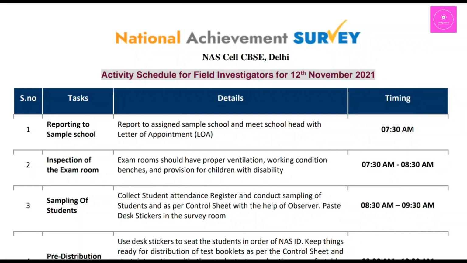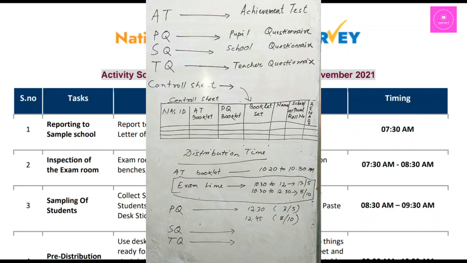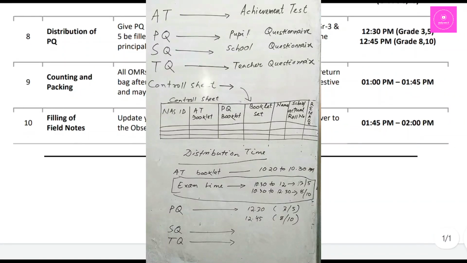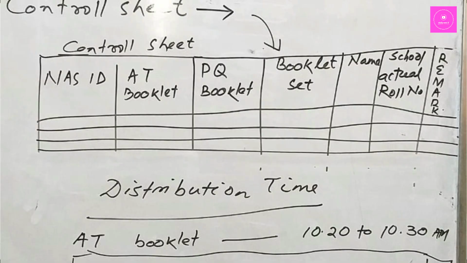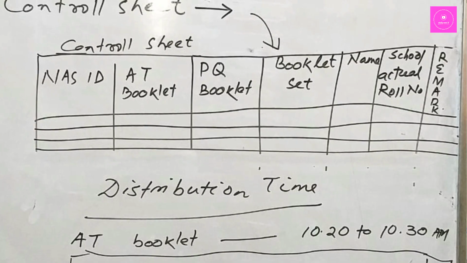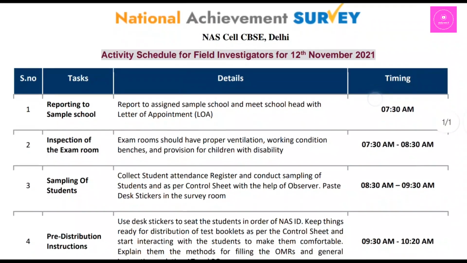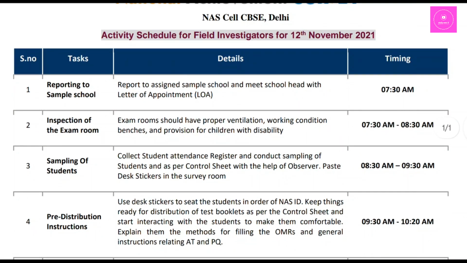See you again soon. All this, what is PQ, what is TQ, what is SQ, what is AT, what is control sheet, what is OMR. All these are here. Then this is the sheet of tasks. Look, reporting to sample school: report to the assigned sample school and meet the school head with the letter of appointment, LOA, 7:30.